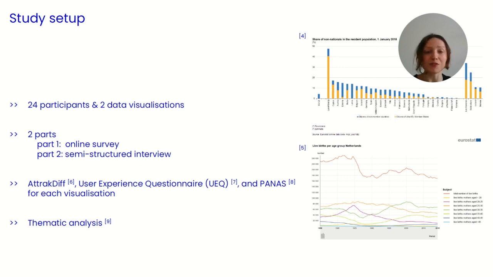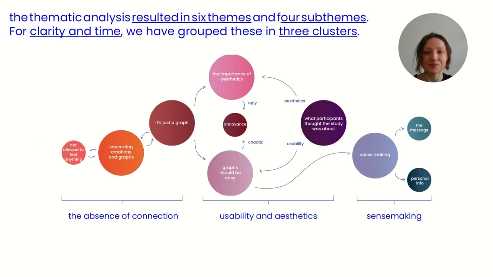Having completed this, participants moved on to the second part, which was the semi-structured interview. This data we analysed using thematic analysis. In this presentation, we will focus on the qualitative results. The others can be found in our paper. Our thematic analysis resulted in 6 themes and 4 sub-themes, as shown in this visualization. For clarity and time purposes, we've grouped these themes in 3 clusters, which we will discuss now.